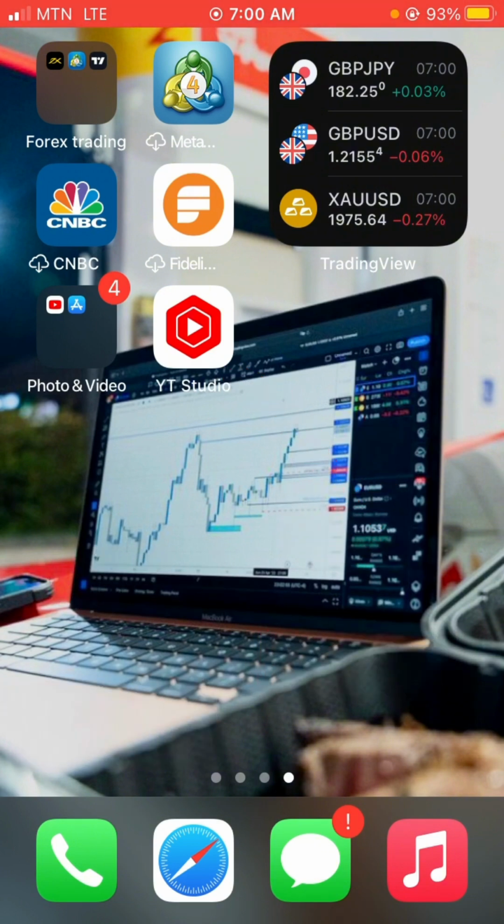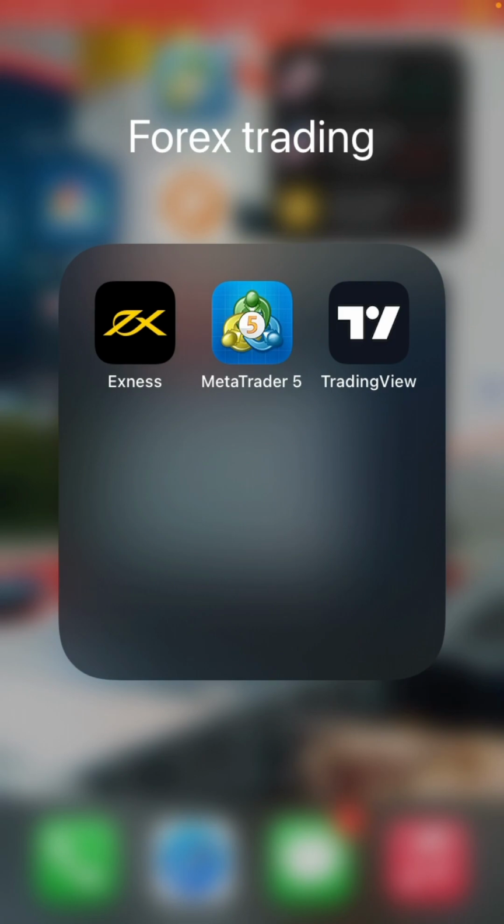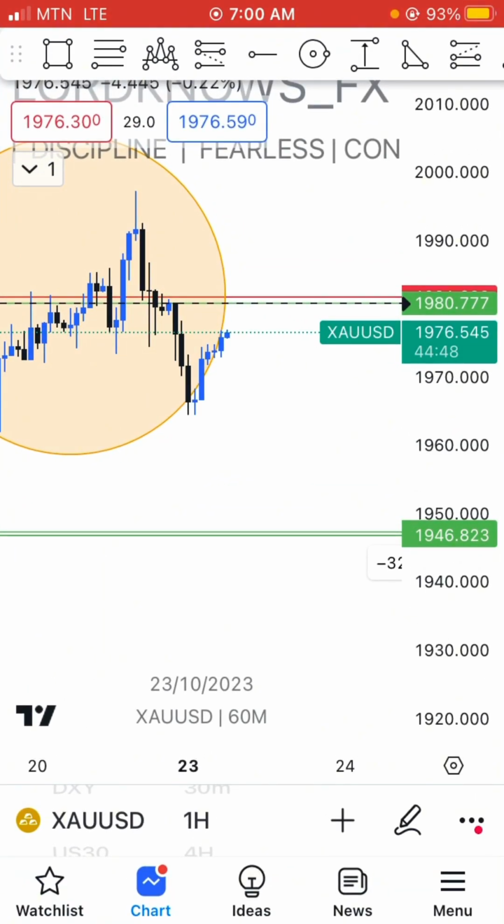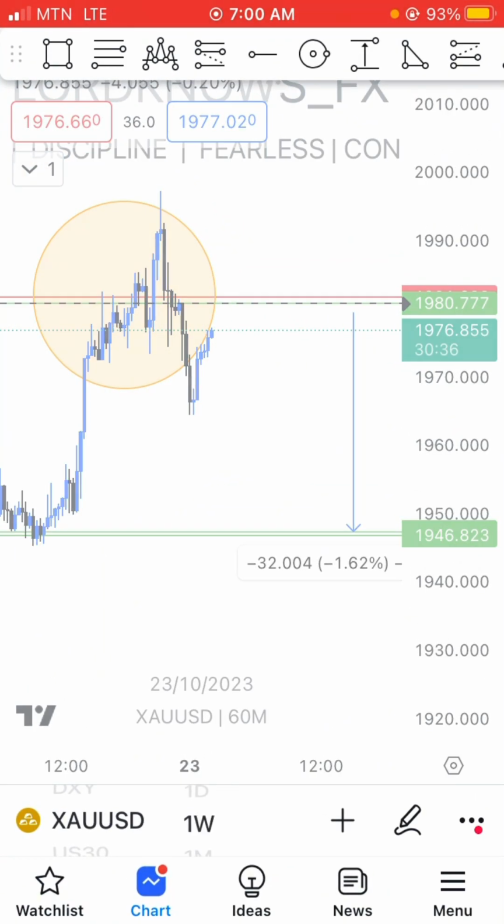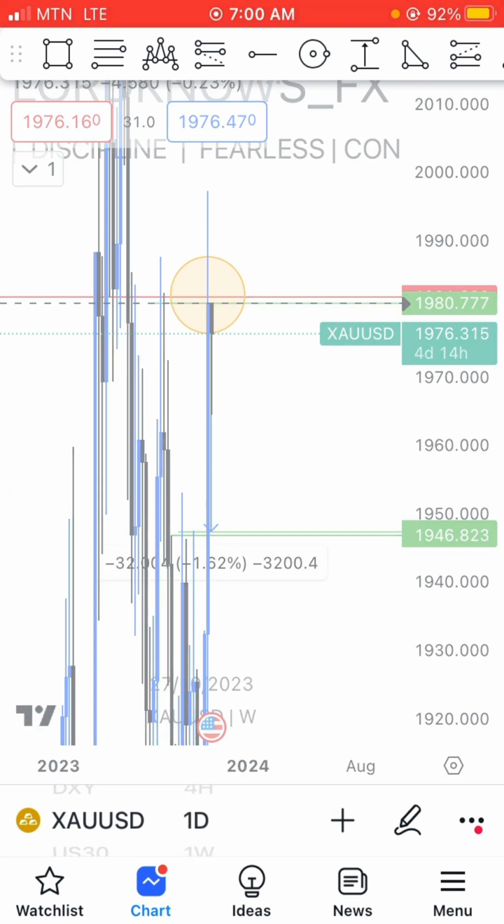And so let me jump straight into the chart for this weekly analysis. So there's gold. I'll start with gold. So I'll start with the daily.